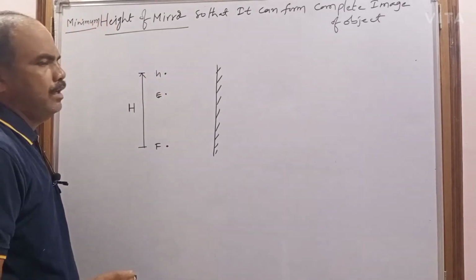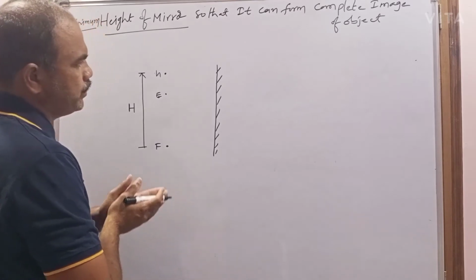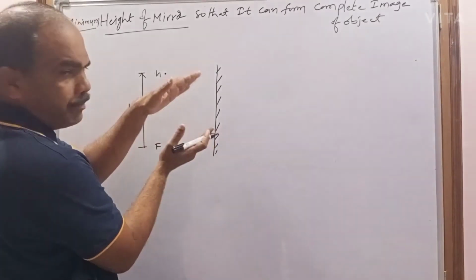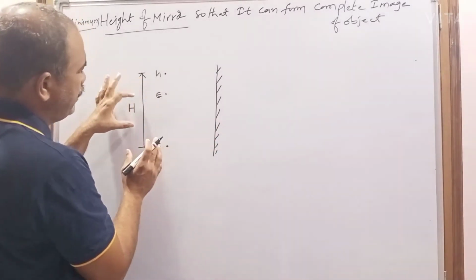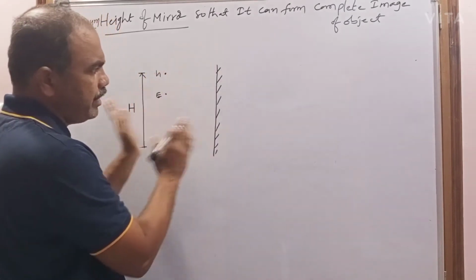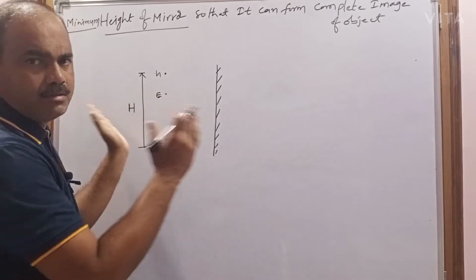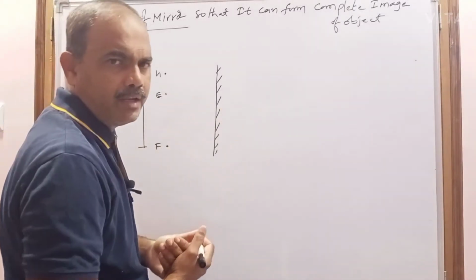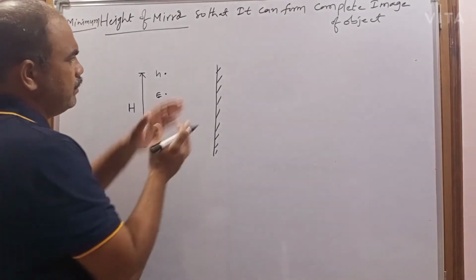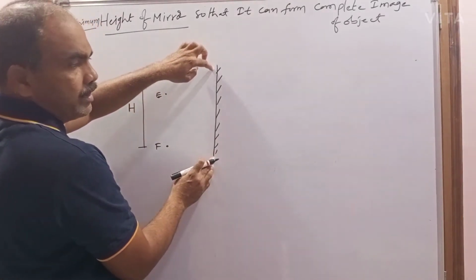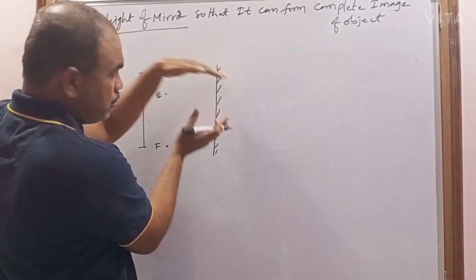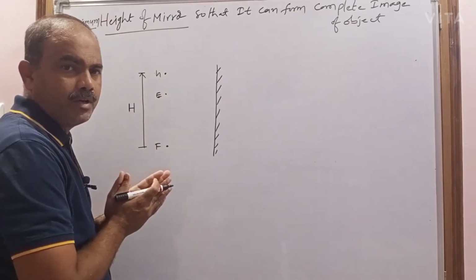So now I am going to calculate how much height of the mirror is required, the minimum height. When the man's height is h, if the mirror height is also capital H, the same height, then the mirror can form the complete image. But we are going to find how much minimum height the mirror can have so that it can form the complete image.